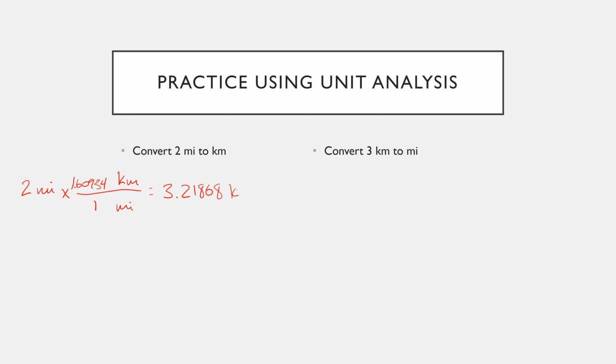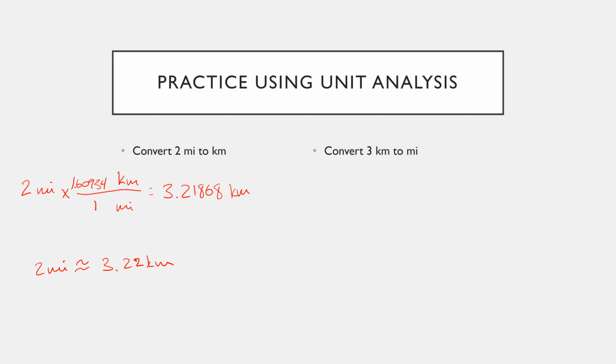3.21868 kilometers. Now, of course, we don't need all these digits. You might have a question that'll say round to 2 decimal places, round to 3 decimal places, round to the ones unit. For these, we're going to round to 2 decimal places because it still gives us enough information, but not too much that's not going to be meaningful. So we're going to say that 2 miles is approximately equal to 3.22 kilometers.